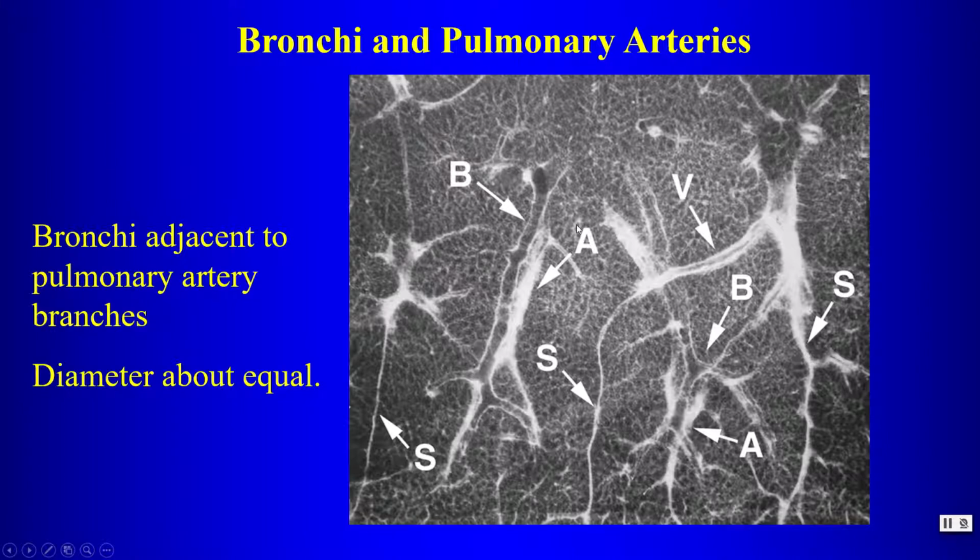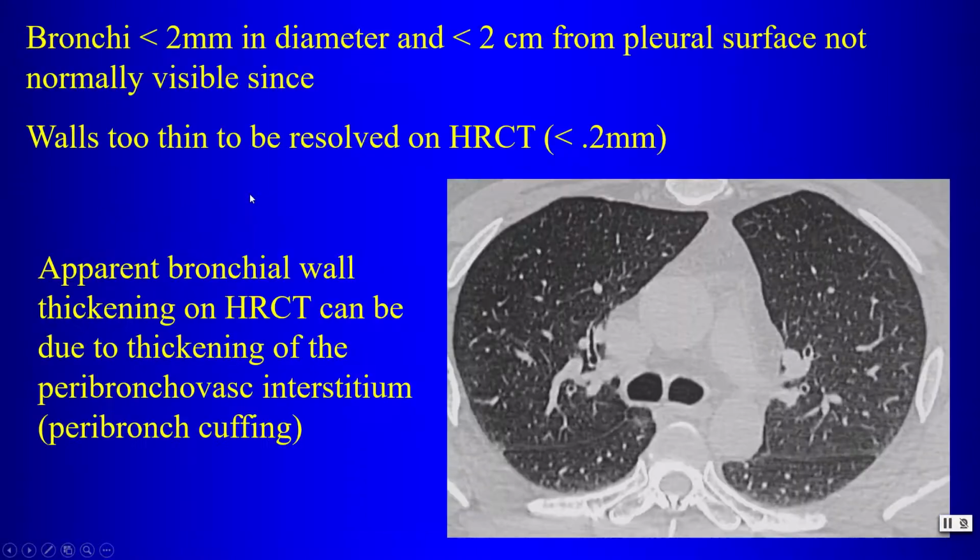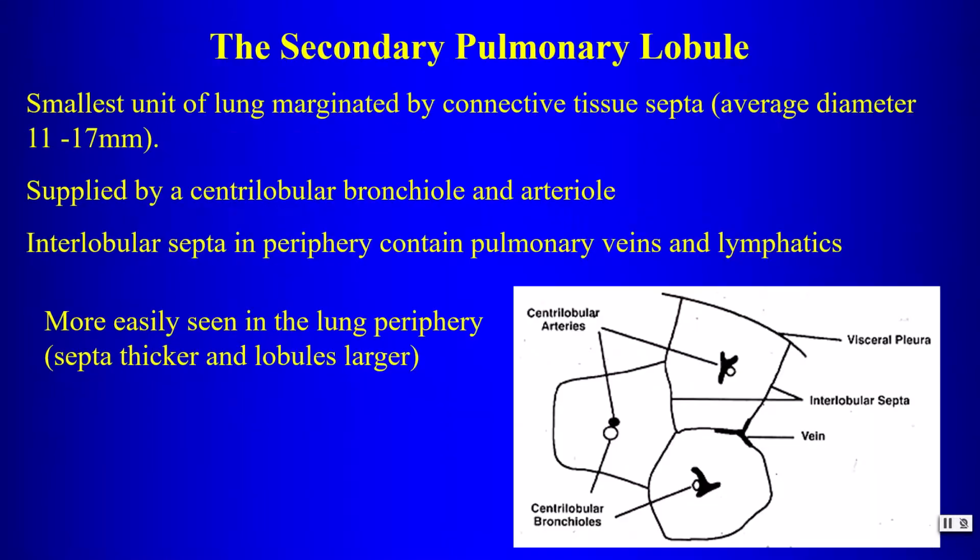So in this micrograph we can see the bronchi here adjacent to a very small pulmonary artery, so the artery travels alongside the bronchi there, and the diameter is about equal of the bronchi and the pulmonary artery. So bronchi that are less than 2 millimeters in diameter and less than 2 centimeters from the pleural surface are normally not visible on high-res CT because the walls are very thin, less than 0.2 millimeters, and usually not resolvable on high-res CT. So apparent bronchial wall thickening, sometimes on high-res CT, might be due to thickening of the peribronchial interstitium or peribronchial cuffing.